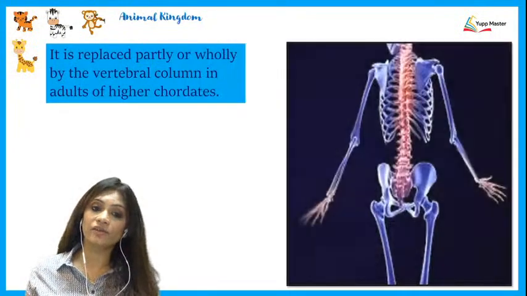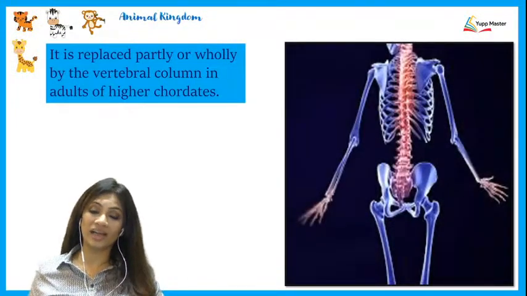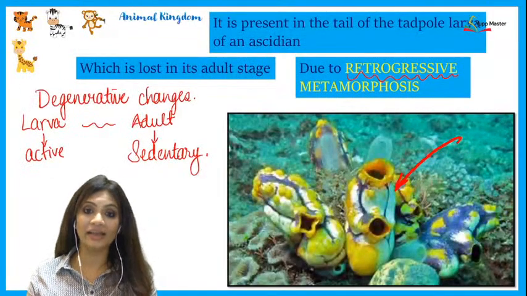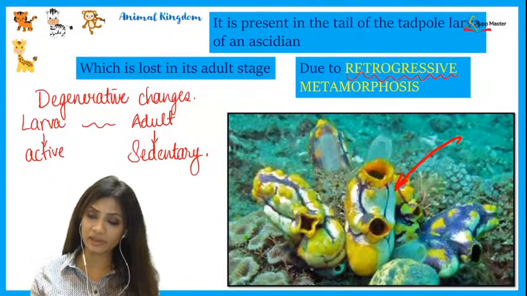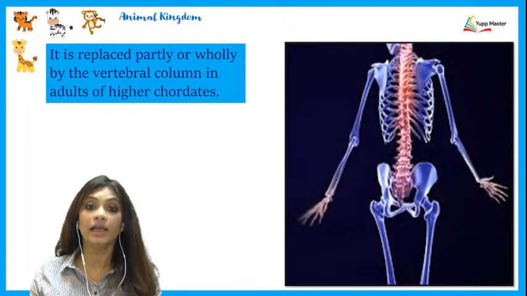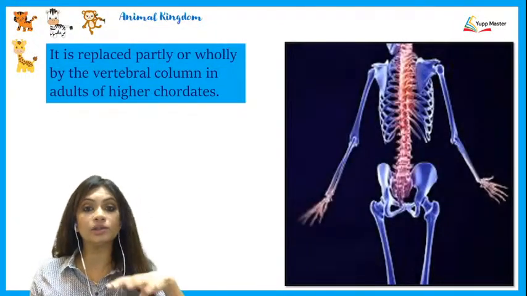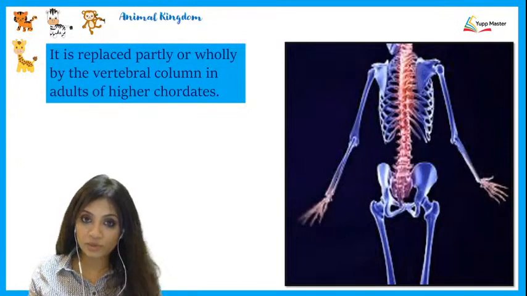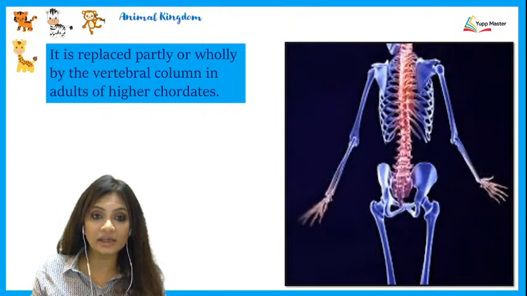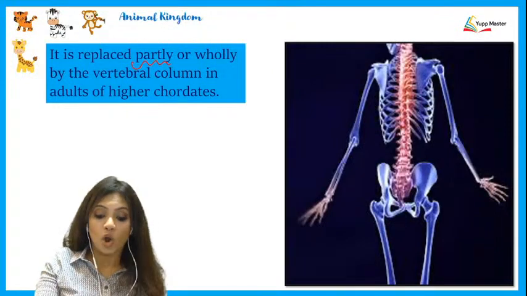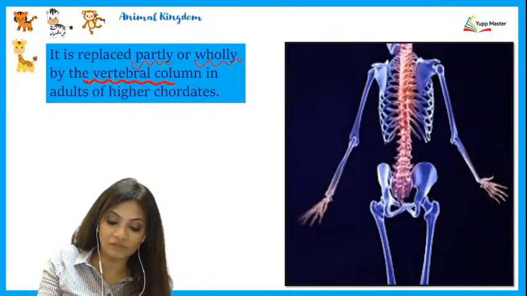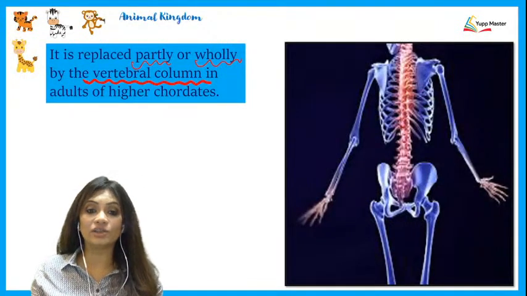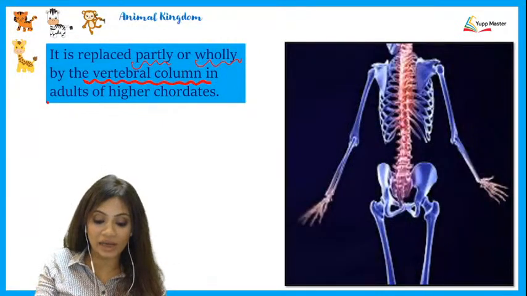Alright. Next, generally with the notochord, as we saw in these organisms, either the notochord stays as a notochord, or it may even get lost when it becomes an adult. And one more possibility which may happen with the notochord is that it might be replaced completely. The notochord is going to be replaced with the vertebral column. So we see here it is either replaced partly or wholly. By what? By the vertebral column. Okay, that too in whom? In adults of higher chordates.